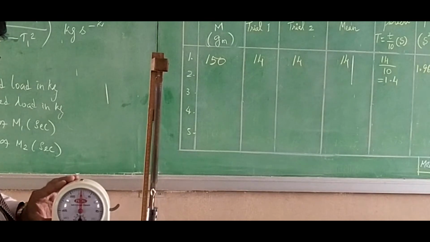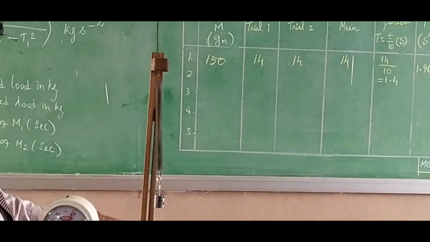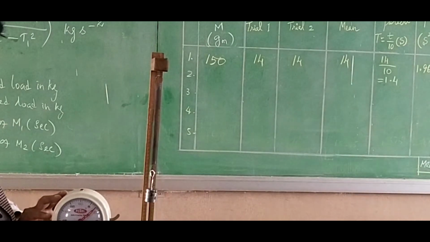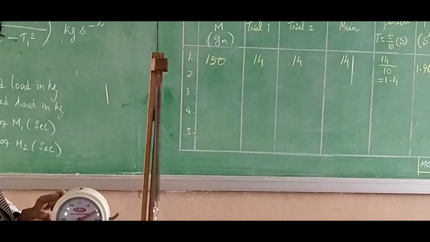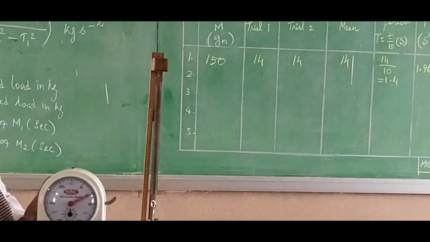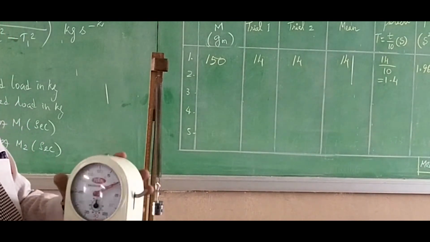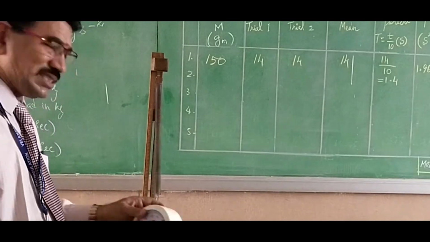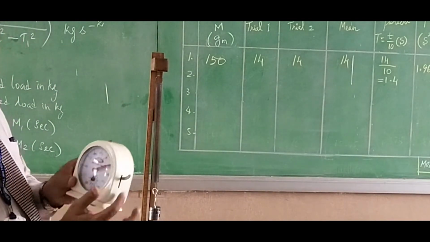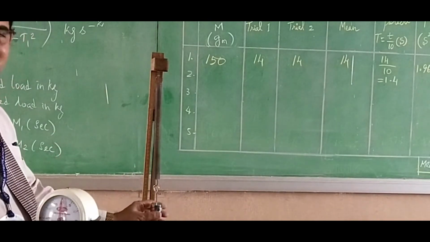From the bottom, 1, 2, 3, 4, 5, 6, 7, 8, 9, and 10. Now I got the time as 15 seconds, as per the stop clock. So this is the first trial. Then again stop the watch, reset the clock, and make it oscillate again.